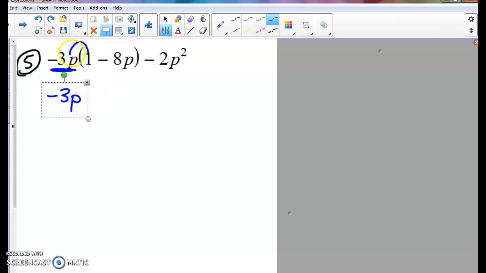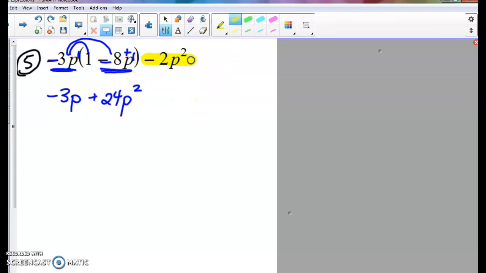Now the second part, we have to remember some more rules. So it's a negative 3p times a negative 8p. A negative times a negative actually makes a positive 24. And then I have p to the 1st and p to the 1st. So since I have 1p and then 2p's, it's going to be 24p to the 2nd, because we add 1 plus 1 gives us 2. And now this guy out here, he's outside the parenthesis, so we do not distribute to him. We're just going to drop him down. So negative 2p squared.